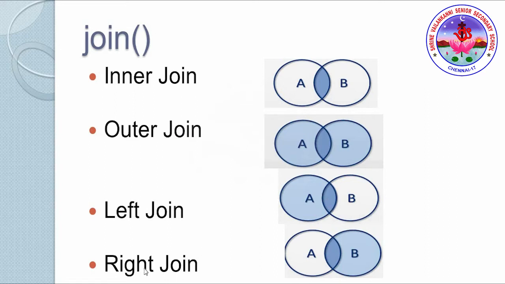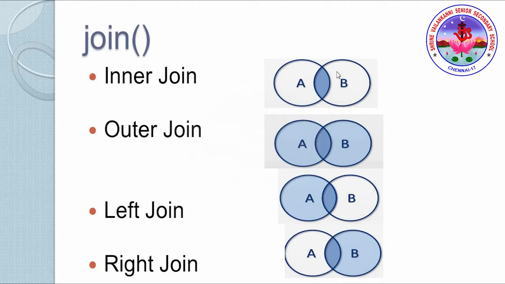Next we have right join. All the values from right data frame and only the matching values from the left data frame. As you know, we have two data frames, and the data frames will have the row index. So this is based on row index matching.